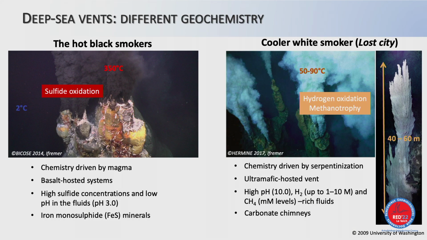Compared to the white smokers, which are very famous in the Lost City site, here the chemistry is quite different because you have the serpentinization process, at a much lower temperature. So the fluid here is only between 50 and 90 degrees C. So it's an ultramafic hosted vent with a high pH, up to 10, and high hydrogen and methane concentration. The chimneys are formed of carbonates, and they can reach really tall chimneys, up to 60 meters tall.